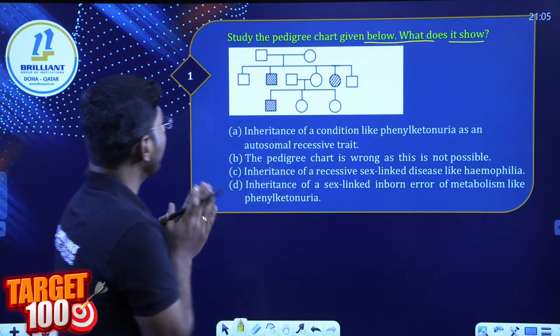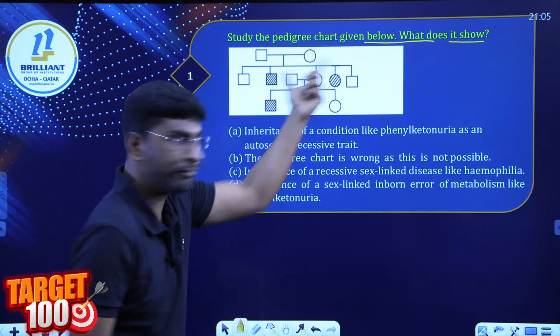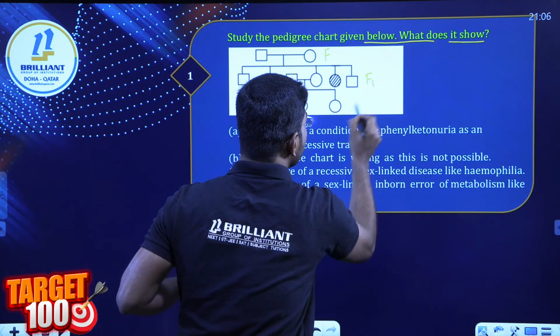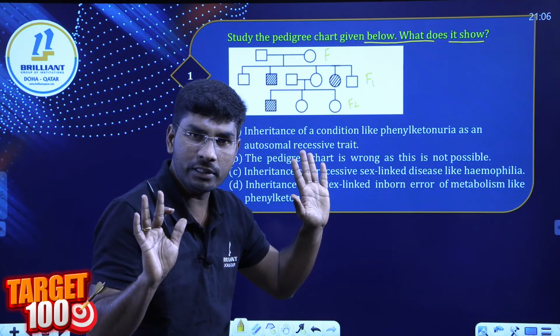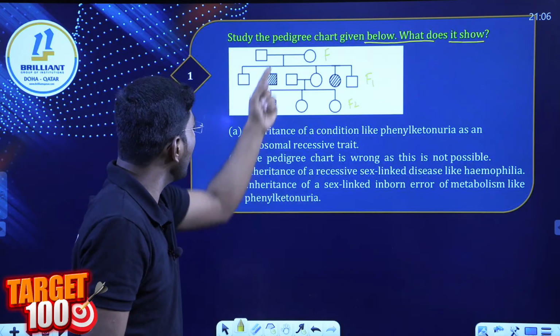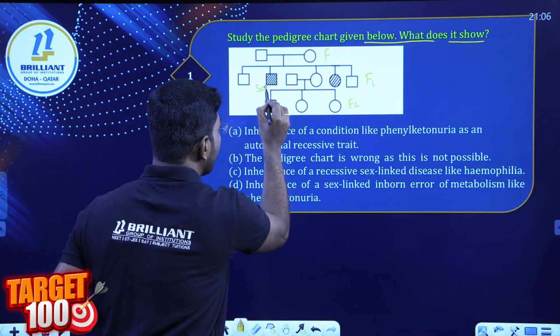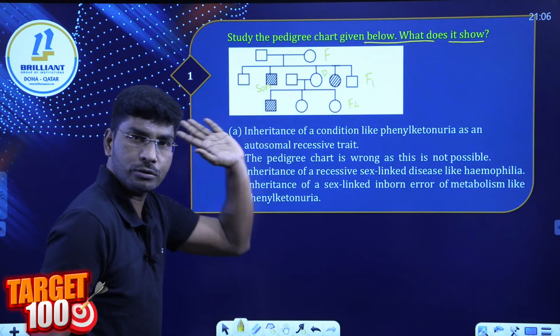Look at here. In this pedigree, parents are unaffected. There is no affected individual in the parents. I'm writing here, this is the F generation, this is the F1 generation, and this is the F2 generation. Parents are unaffected, they are good only. Now come to the next generation. Here the son is affected, and here the daughter is affected. The third generation is also affected.